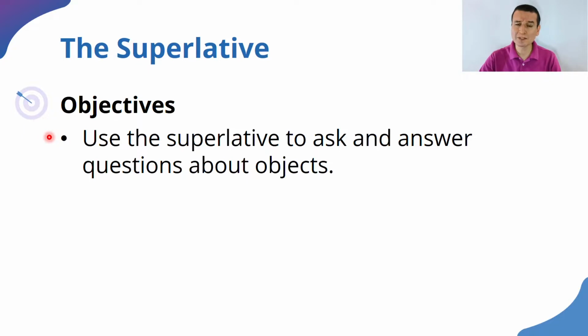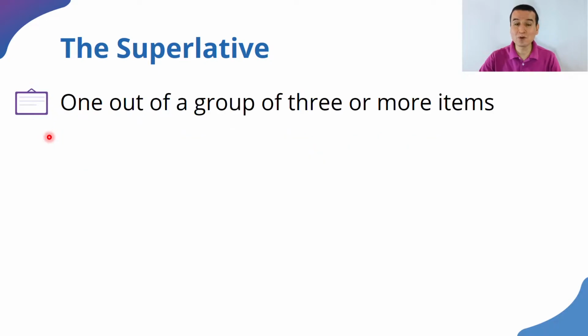What is the superlative? Let's see. The superlative is the structure that we use, or the form of the adjective that we use, when we are talking about one out of a group of three or more items. When one item has one degree of one characteristic more, that is larger than any other item in the category, we use the superlative. For example, look at this.